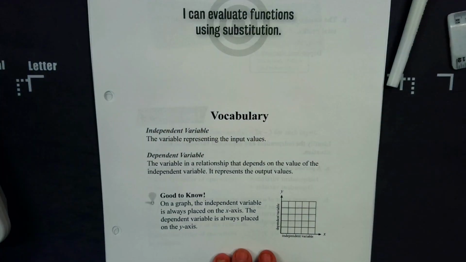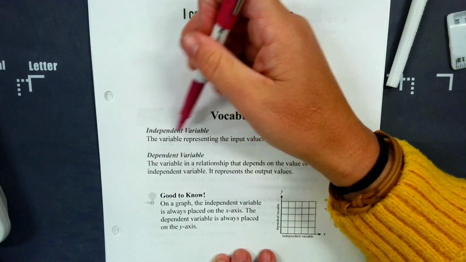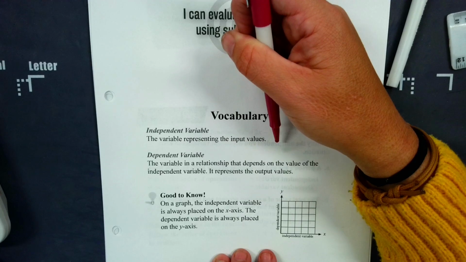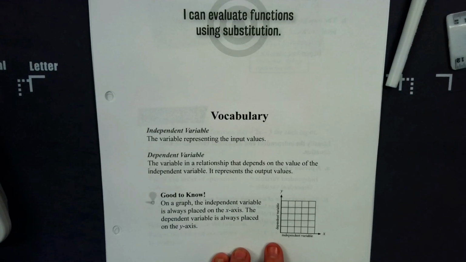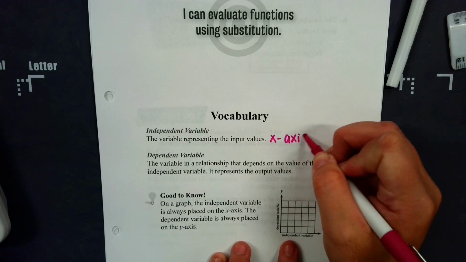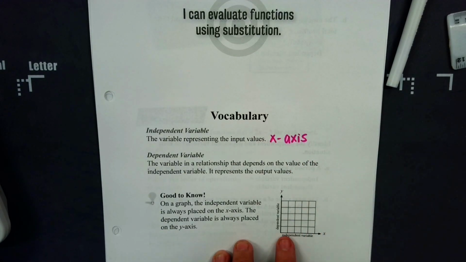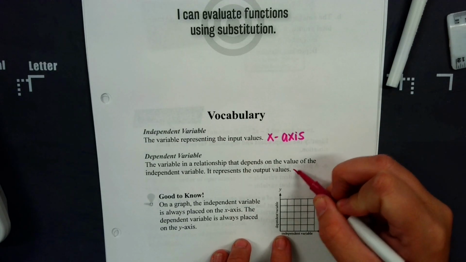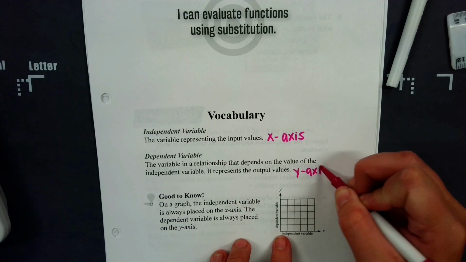Independent and dependent variables. The independent variable, the variable representing the input values. Input are which one, the X or the Y? X. Okay. Dependent variable. The variable in the relationship that depends on the value of the independent variable. This is represented by the output values, also known as the y-axis.